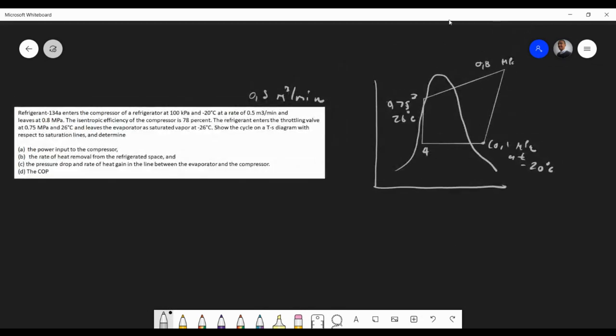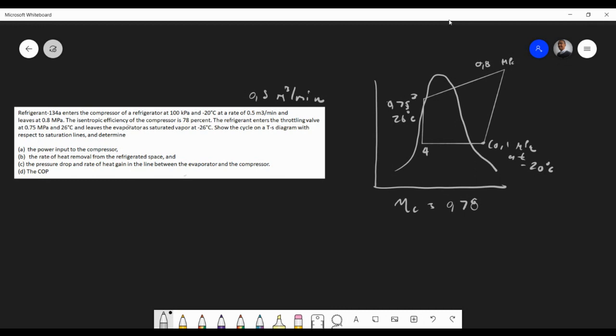Obviously, we know that this temperature must be higher. This doesn't have a temperature yet. We also have an isentropic efficiency of 0.78. So that means we have to first find H2S and then H2A. This is like a test level type example.